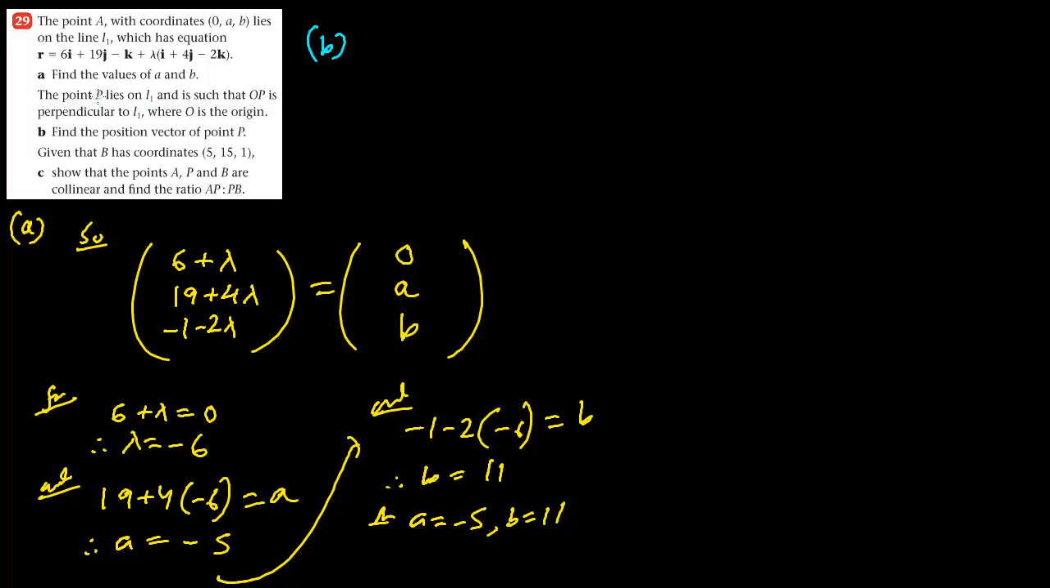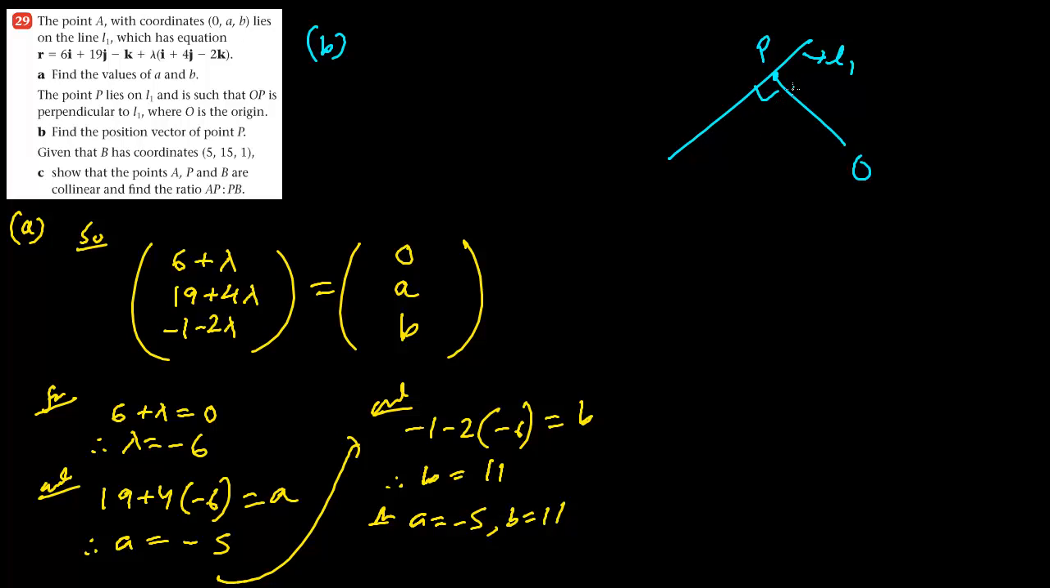The line L1 has a point P on it such that OP is perpendicular to L1. So it's the same question all over again. So we have this line L1. So we have the universal position vector of this. That means any unknown point on it is this. So this is point P and OP is perpendicular to L1.